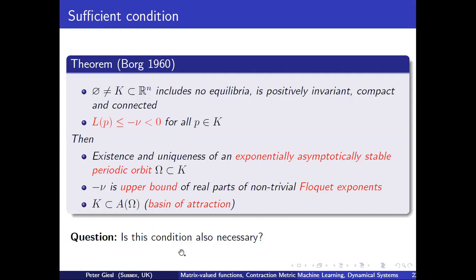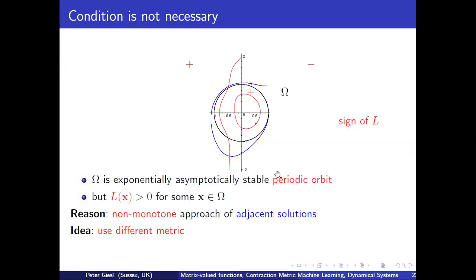The next question is, is this condition necessary as well? And the answer is no. You can see this in this little figure here. The black line here is omega. It's an exponentially asymptotically stable periodic orbit. But if you compute this function L, then you can see it's positive here, it's negative here, and then positive in here again.